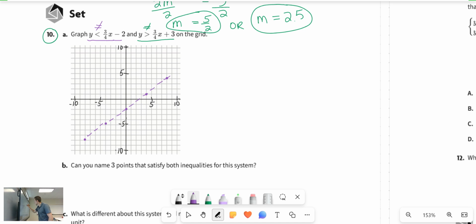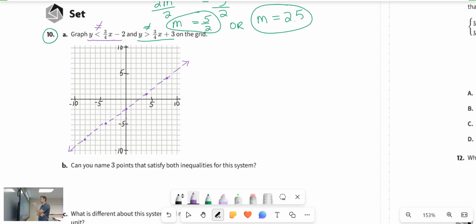It's not going to be as perfect because we can't write as perfectly. Like we can't do one of those straight lines that this tool lets us draw. We can't do that dashed, but that's okay. So that's our first line, and we are graphing y is less than that.